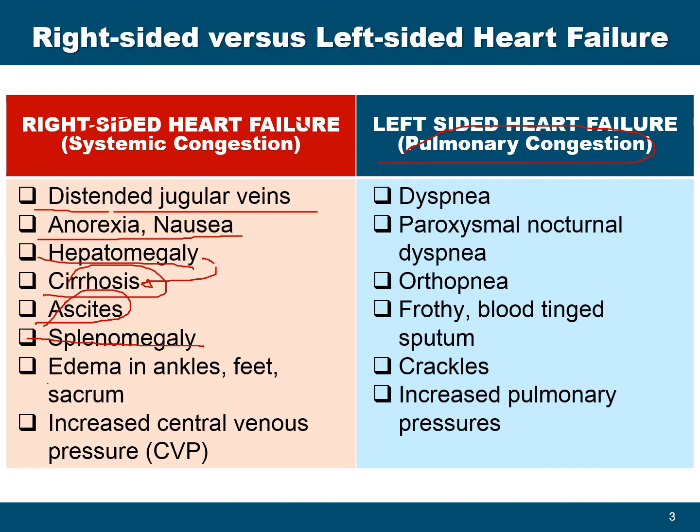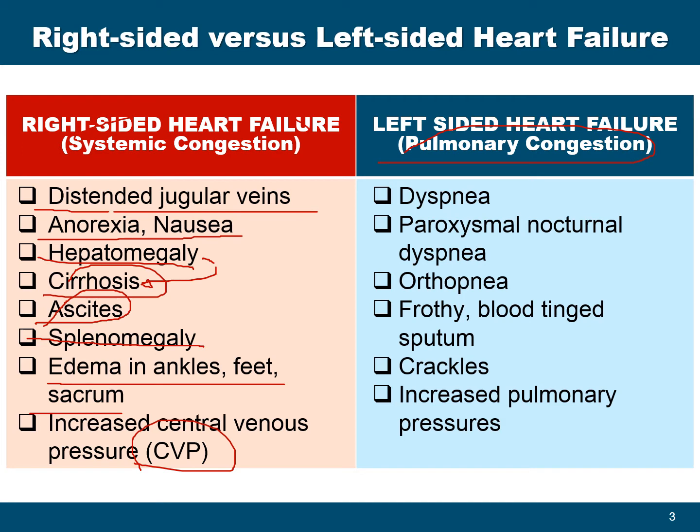Another manifestation for right-sided heart failure will be edema in the ankles, the feet, and the sacral area. And lastly, because of the increased pressure in the right side of the heart, that leads to an increase in the central venous pressure. So the pressure that's increased for right-sided heart failure will be central venous pressure. Now the manifestations of left-sided heart failure will be mostly related to hypoxia because of congestion of fluid in the lungs that affects the gas exchange.